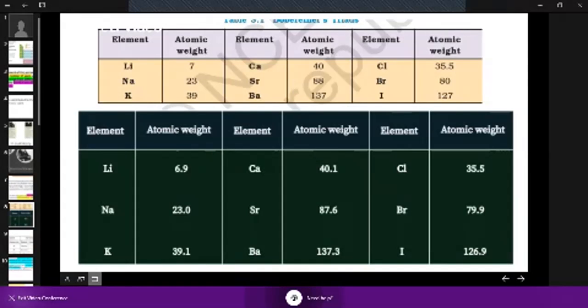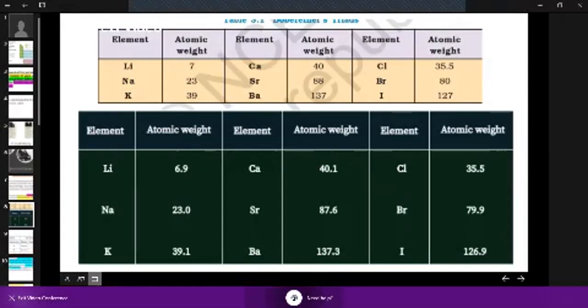Then when we come to calcium, strontium, barium, 40.1 plus 137.3, what do you get? You get 177.4. I divide by 2, and the answer is approximately 87.6. So that was also a triad. It is the same thing as with these other elements. But not all elements could form triads.